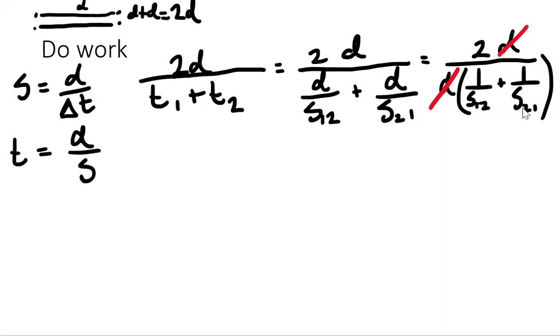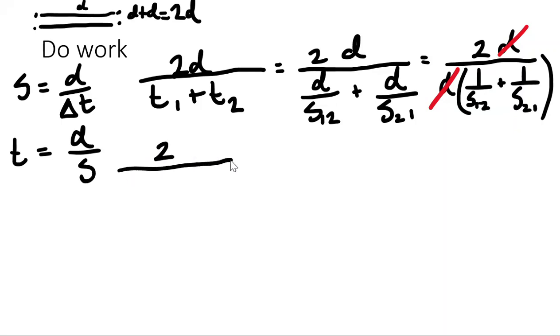From here, we can actually solve the problem for the speed. But you know what? Let's try to clean this up. So maybe what we might try to do is get a common denominator down here so that we can try to eliminate this complex fraction.